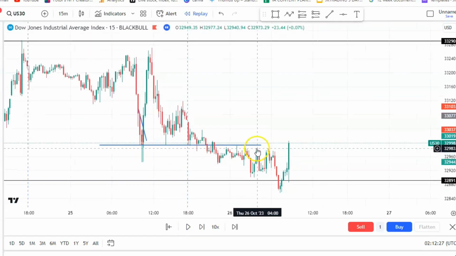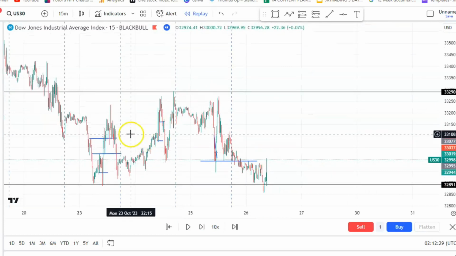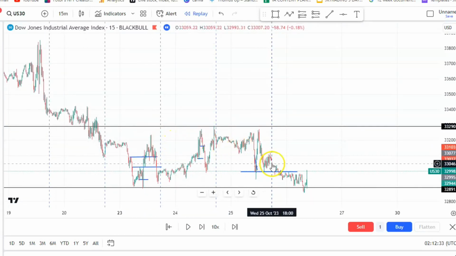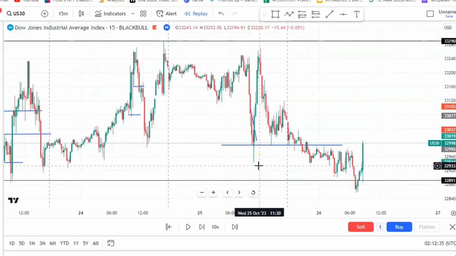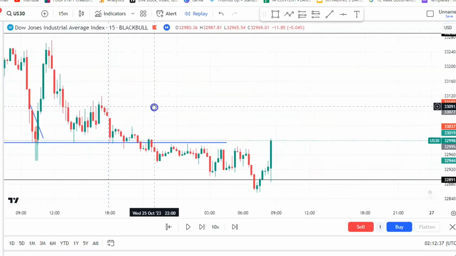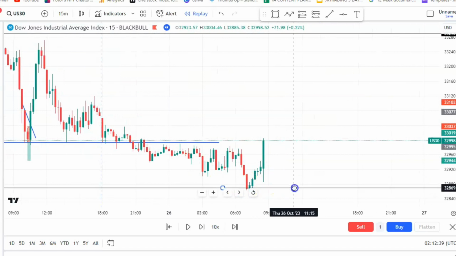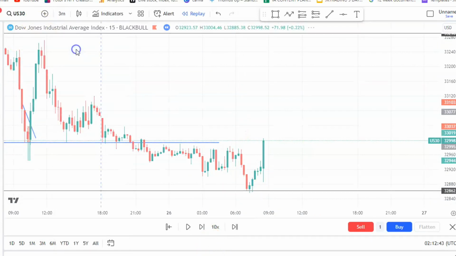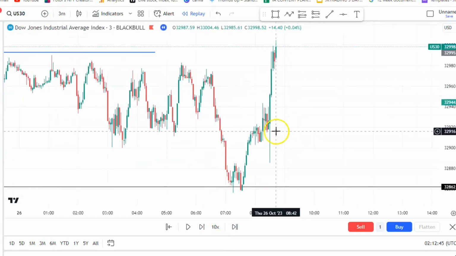All right. What happens? So we have Monday, Tuesday. We have not broken any rules. We are still going down. So my thesis is that I'm still shorting.